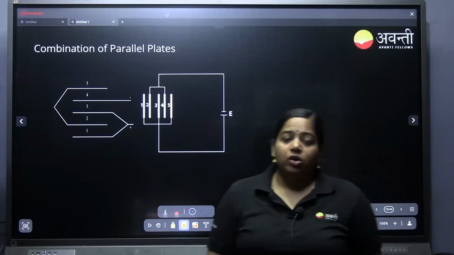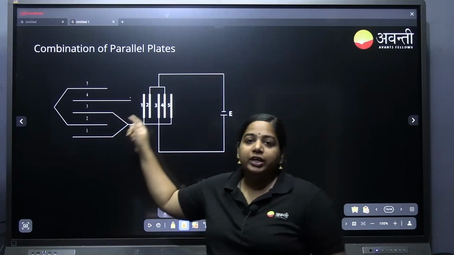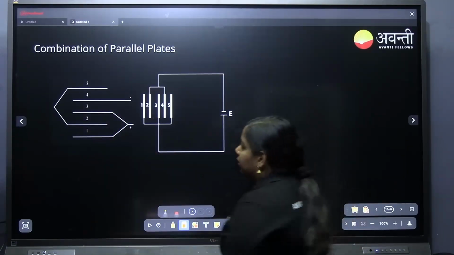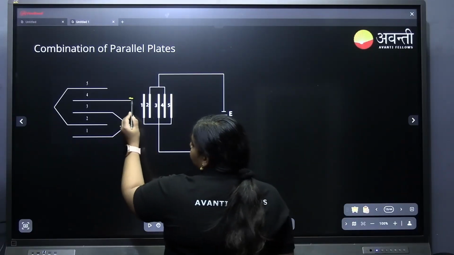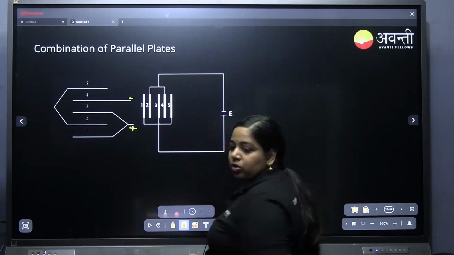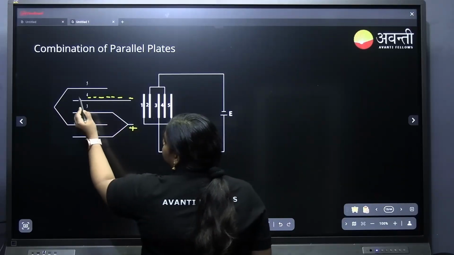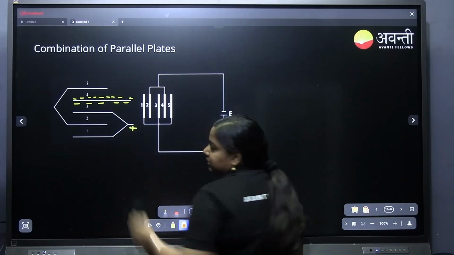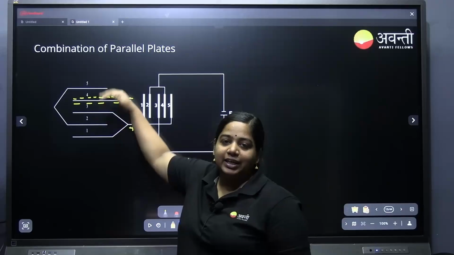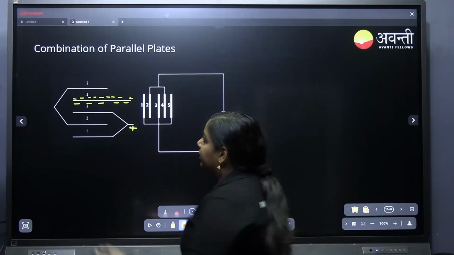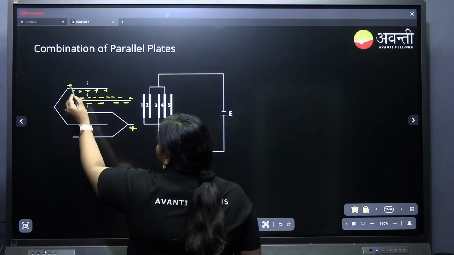This is a combination of parallel plates. Sometimes you will get capacitor questions like this, so you need to know exactly how to solve them. In this case, here it is negative sign, here it is positive sign. We are supplying negative charges to plate 4, which means on both sides there will be negative charges. Since 4 has negative charge, it attracts positive charge on the one above it, so 5 will have positive charges here.